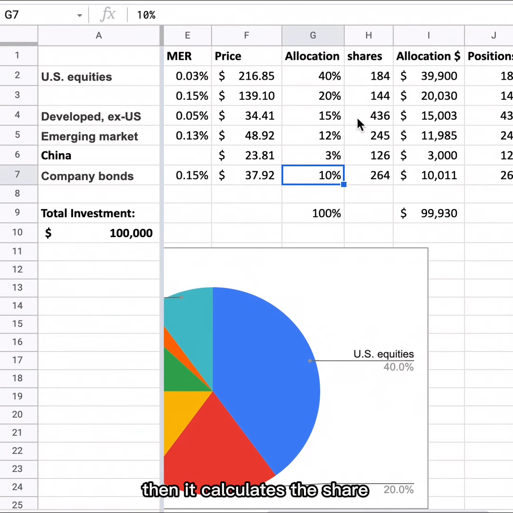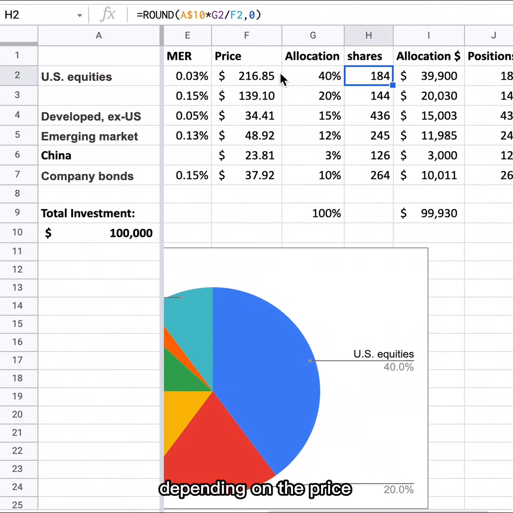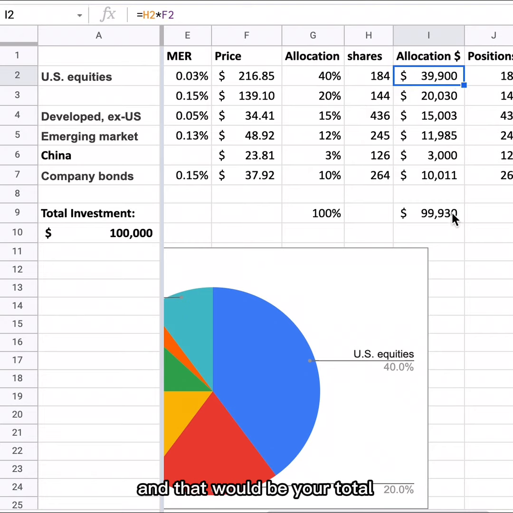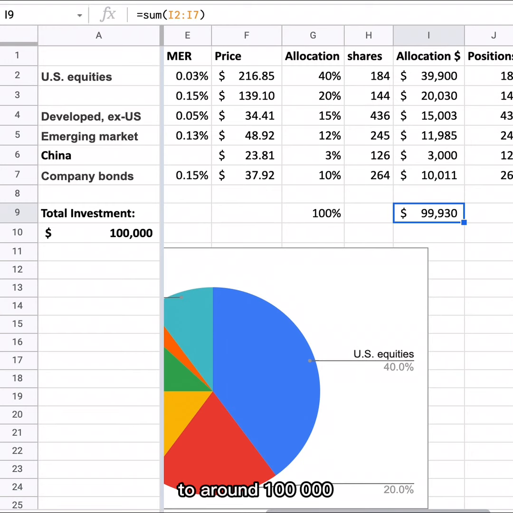Then it calculates how many shares you need to buy depending on the price, and then the allocation would be just the shares multiplied by the price, and that would be your total. That's around $100,000.